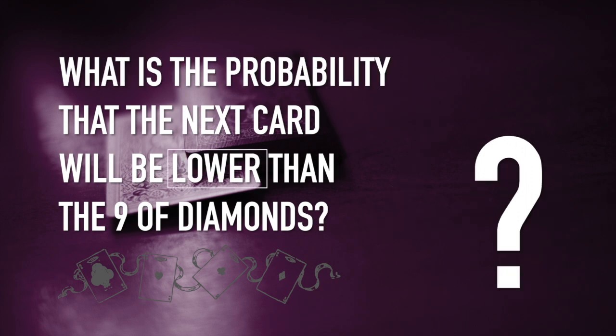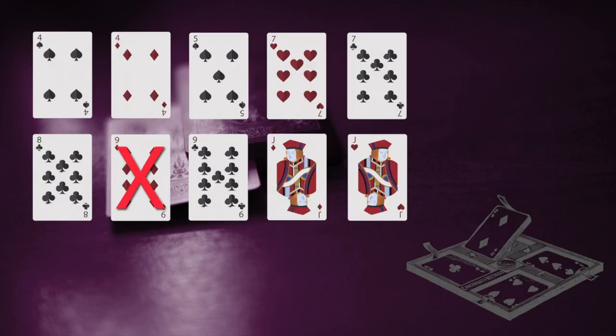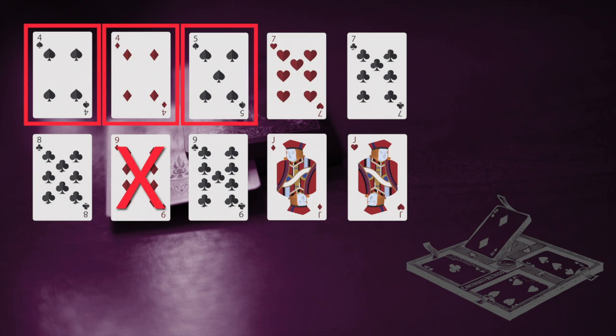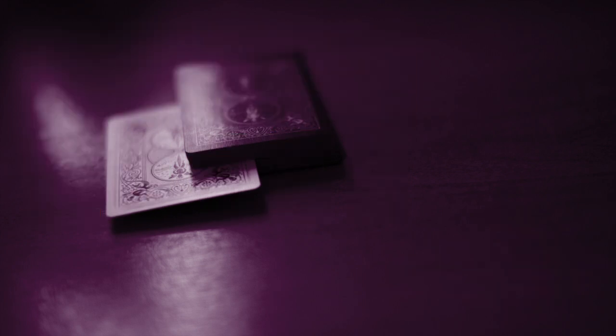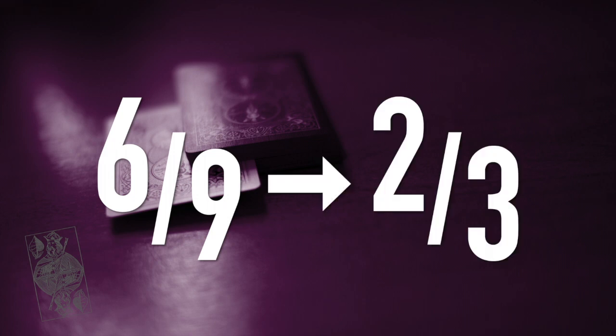The probability that the next card is going to be lower, so now take a look at the cards to the left of that 9 of diamonds. And I have 6 cards that are to the left of the 9 of diamonds. Those cards being 4 of spades, 4 of diamonds, 5 of spades, 7 of hearts, 7 of clubs, and 8 of clubs. All right, so I have 6 cards out of the sample space of 9, giving me a probability of 6 over 9. When I reduce that fraction, of course, that's going to become 2/3.